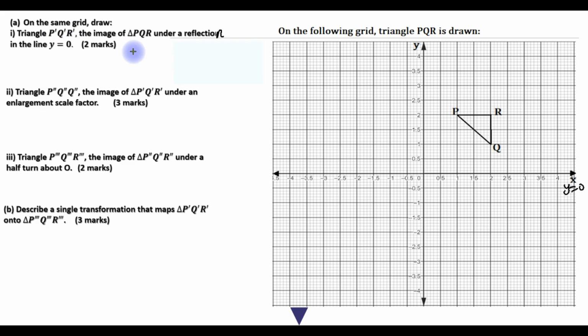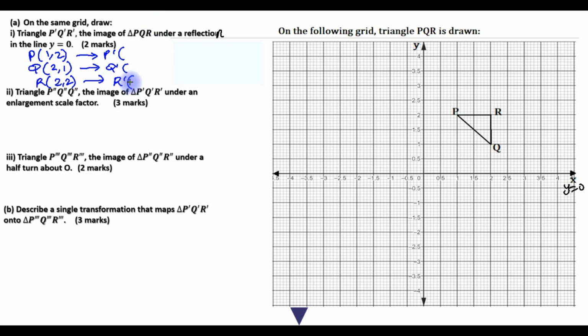So P is (1, 2), and then Q is (2, 1), and R is (2, 2). So it is mapped to P prime, Q prime, and R prime.